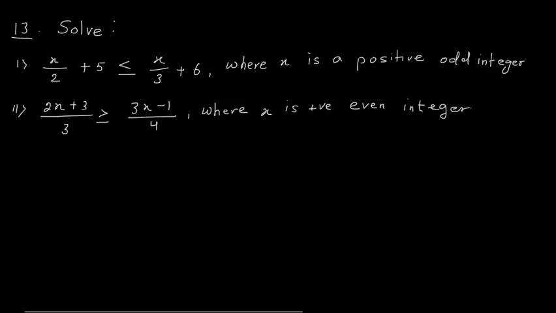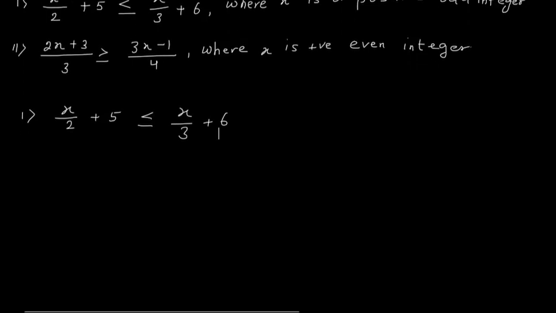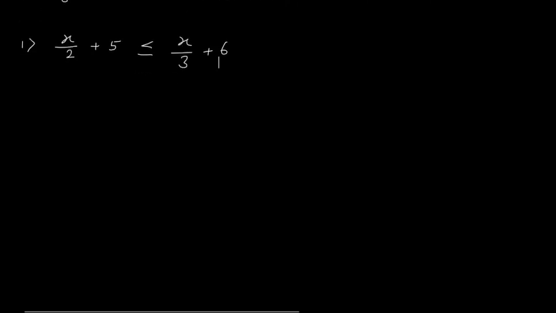Now let us solve this 13th question. In this 13th question, the first problem is x divided by 2 plus 5 is less than or equal to x divided by 3 plus 6, and x is a positive odd integer. So we will solve it and we will see what are the different positive odd integers x can take.